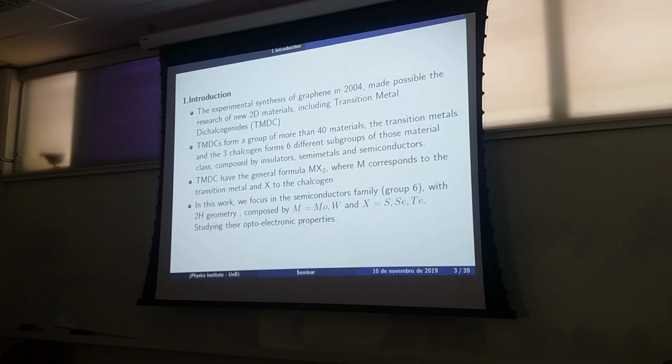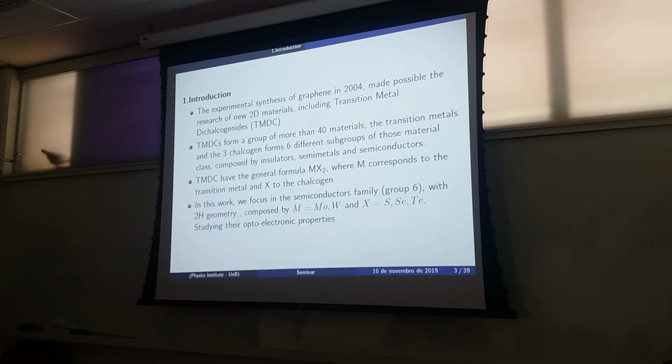So here we need to remember that in 2004 we obtained experimental graphene. So this opened a new group of two-dimensional materials, and one of these new two-dimensional materials are the transition metal dichalcogenides. This kind of material forms a group with more than 40 materials, composed of transition metals and chalcogens with 6 different subgroups, and they are composed by insulators, semi-metals, and semiconductors. Our focus here is the semiconductors group.